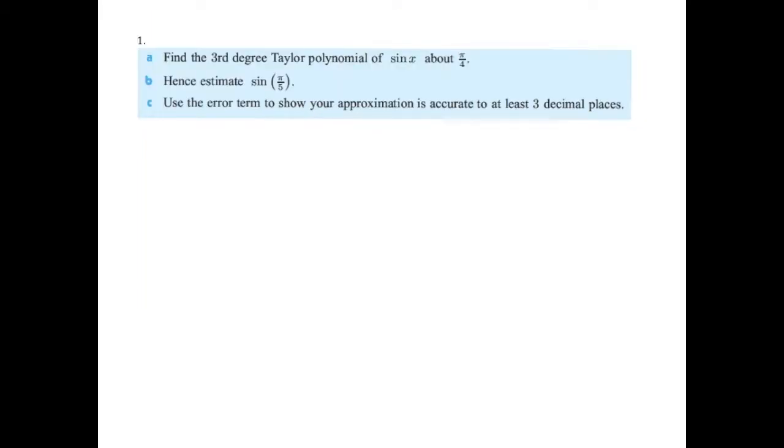Find the third degree Taylor polynomial of sin x about pi on 4. Okay, 1a, the third degree. So T3, right? Yeah, so we're doing T3. Now, it might help to first write T3 of x in general terms with the sum, and then figure out the rest. So it's from k equals 0 to 3. And what is it? It's usually the kth derivative of, now what's a? Exactly. Because it's about pi on 4.